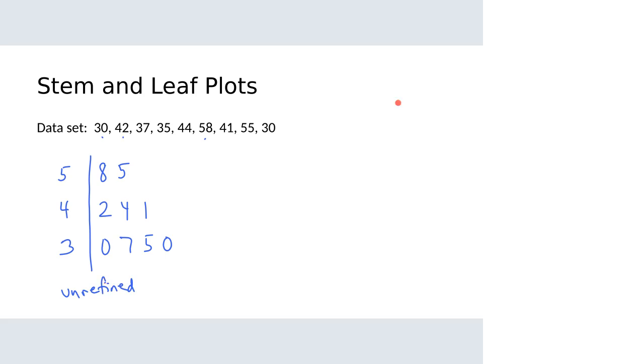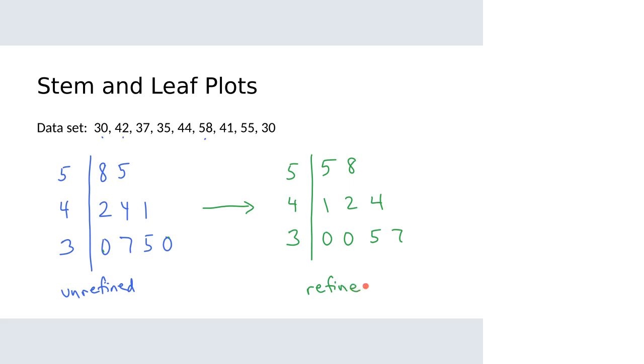So the next thing we're going to do is make a refined stem and leaf plot, and the way we're going to do that is by writing these from least to greatest. So I'm going to have 30, 40, 50 still for my stem. As I look at the 30s, I have 0, 0, 5, 7. That's just from least to greatest. In the 40s, I have a 1, a 2, and a 4. And in the 50s, I have a 5 and an 8. And now what I've made is my refined stem and leaf plot that has my numbers from least to greatest.